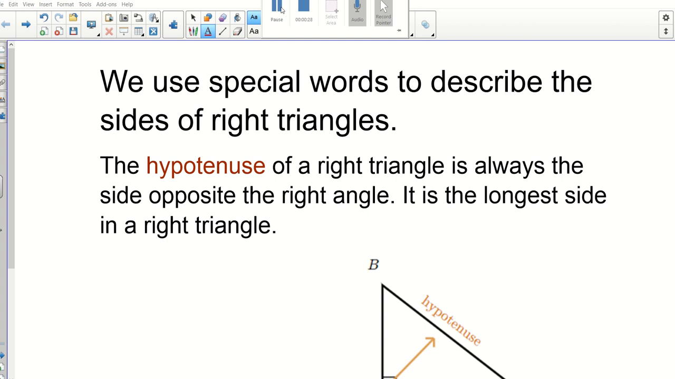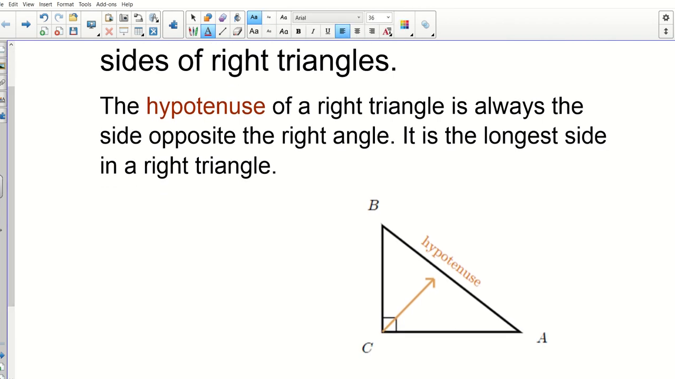So we're going to start off with the fact that we have special words to describe the sides of a right triangle. The one that is the more complex of the three, the one you may be the most familiar with, is called the hypotenuse. The hypotenuse is always the side opposite the right angle, and it is always the longest side in a right triangle. So none of the other two sides will be longer than the hypotenuse. In this drawing, you can see it is labeled in orange, and it is represented by side AB.